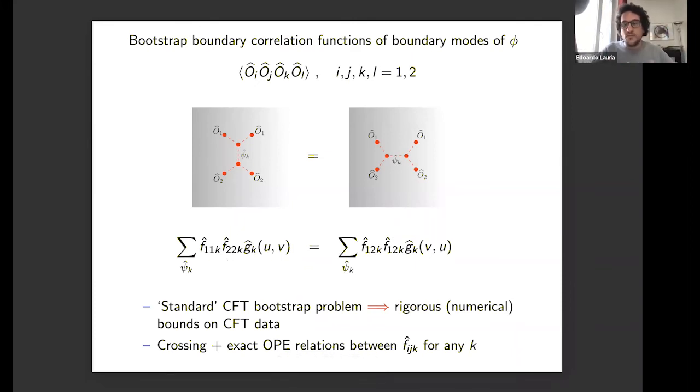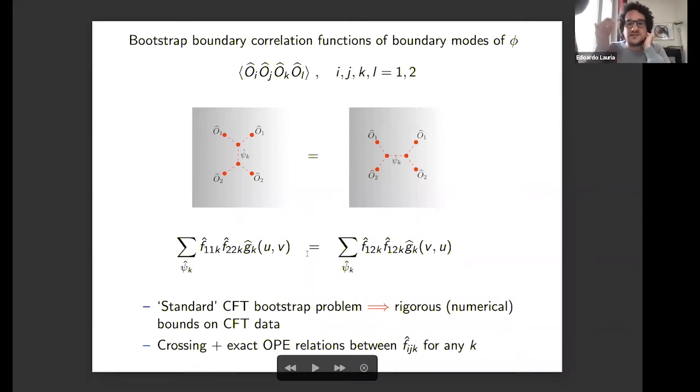So you make some ansatz about the spectrum and you see whether these ansatz can or cannot satisfy these equations. And if not, you just throw it away and you try something else. And you systematize this procedure. There is a very well-known procedure for how to do that numerically.